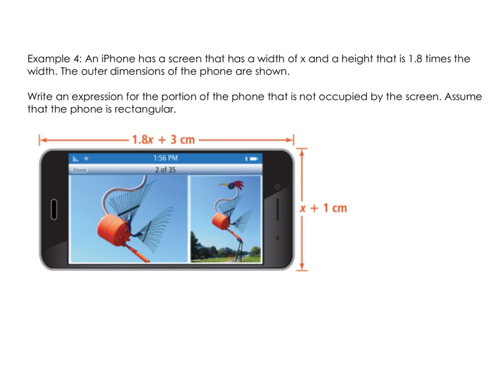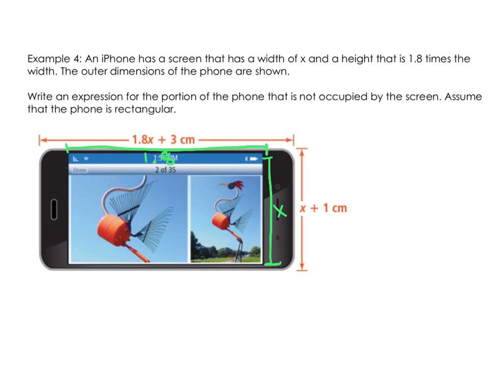So what they told us in the directions was the area of the screen. So let me label that in a different color for us. So they were saying that this is x. Oh, sorry. That is 1.8. No, I was right. That is x. And the width is 1.8.